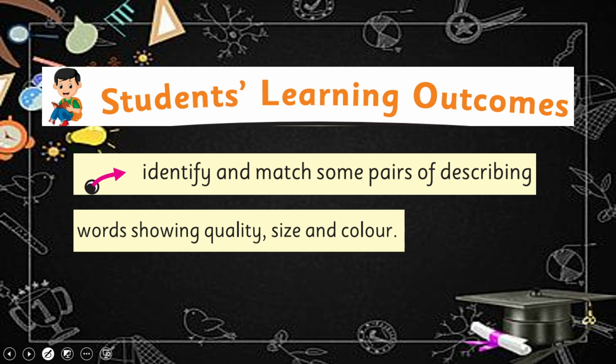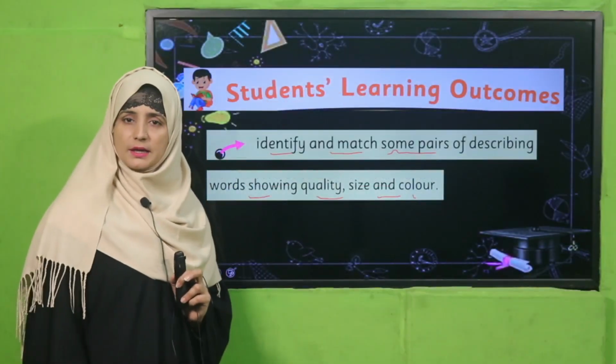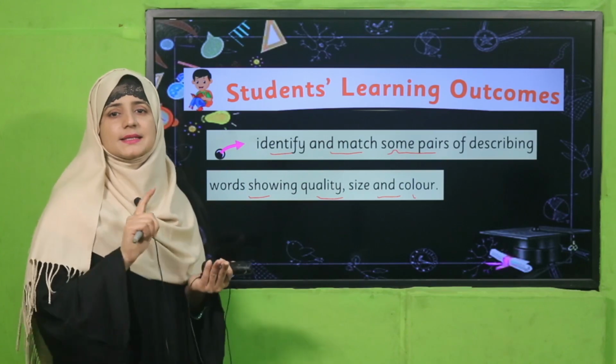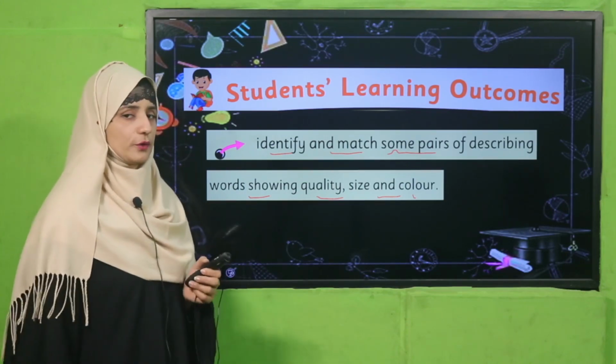Our today's students' learning outcomes are to identify and match some pairs of describing words showing quality, size, and color. So today we are going to learn about quality, size, and color. Three describing words we are going to discuss.